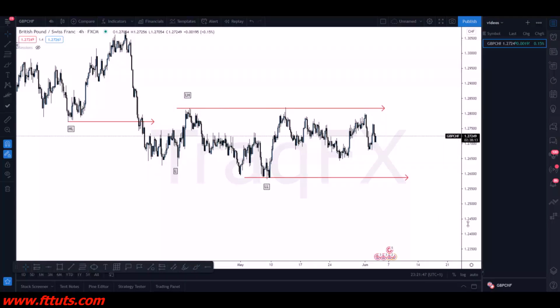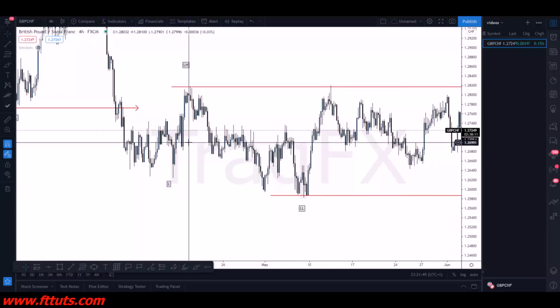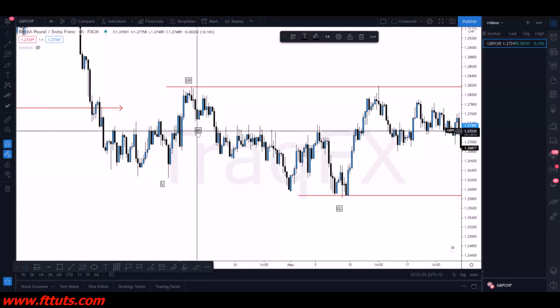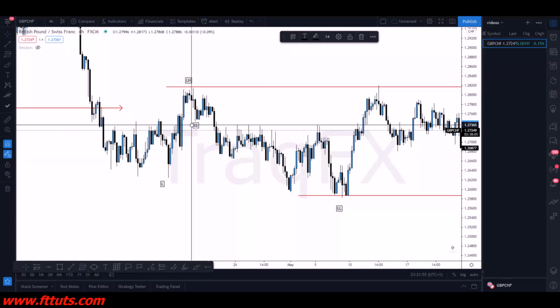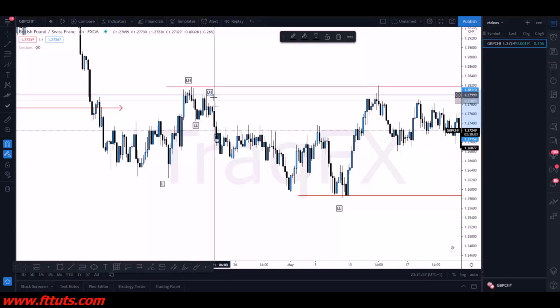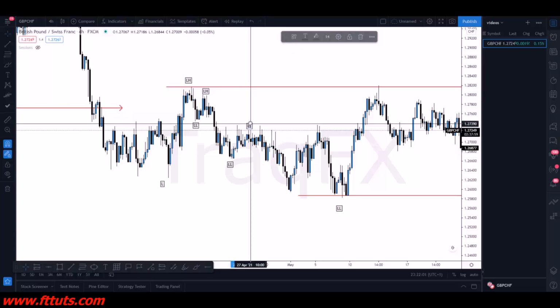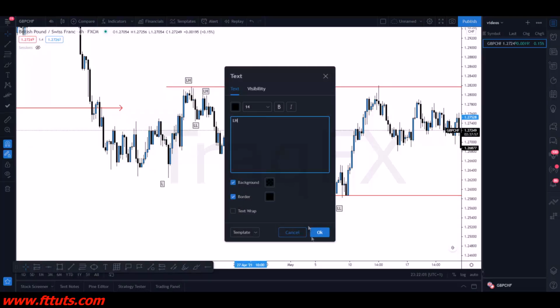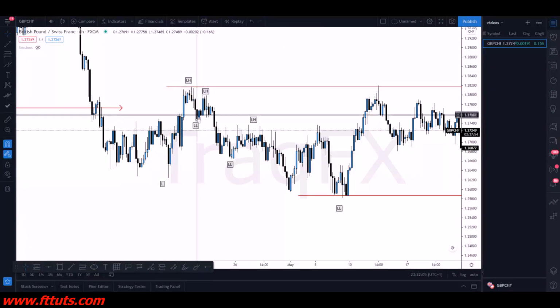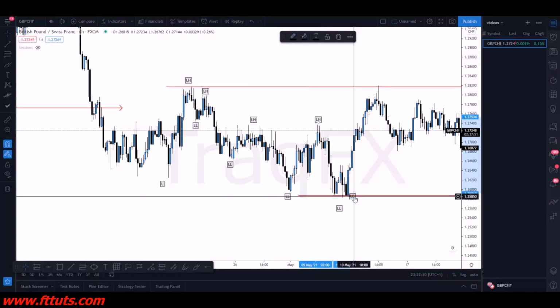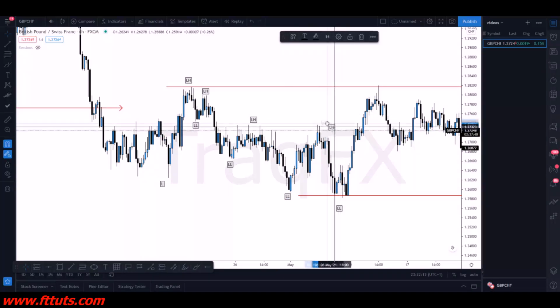Now let's analyze this from a micro perspective. From a micro perspective, we have this lower high and then we have a lower low right here. Now from that lower low, we have another lower high right here, and then we're followed by another lower low right here, another lower high right here, and then boom, another lower low. Lower high, and then boom, lower low.